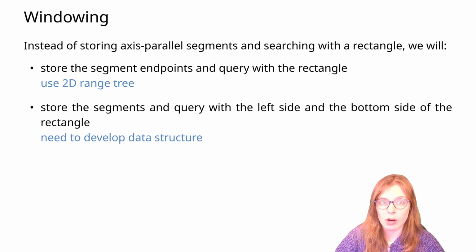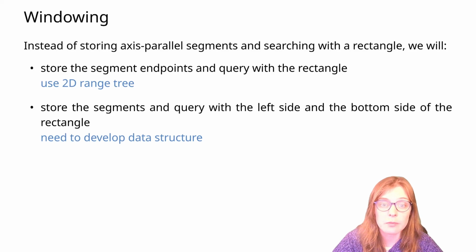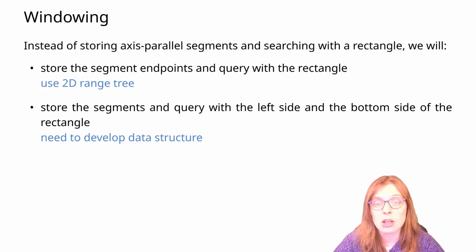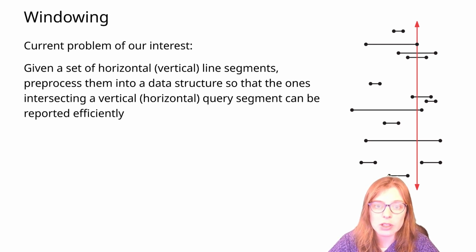To summarize our discussion so far, instead of storing the segments and querying them with a rectangle, we will split the problem into two parts. In the first part, we will store the endpoints of the segments and query them with the rectangle. That we know how to do using a 2D range tree. And in the second part, we will store the segments and we will query them with the left side and the bottom side of the query rectangle, and we will report all the segments from the data structure that intersect these two segments. Our goal is to store a set of vertical and horizontal segments and query them with a vertical or horizontal segment, returning all the segments stored in the data structure that intersect the given query segment.